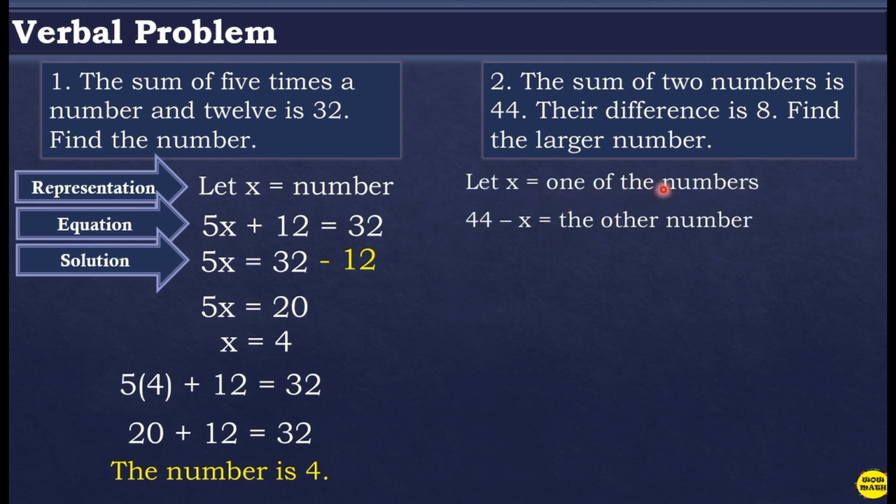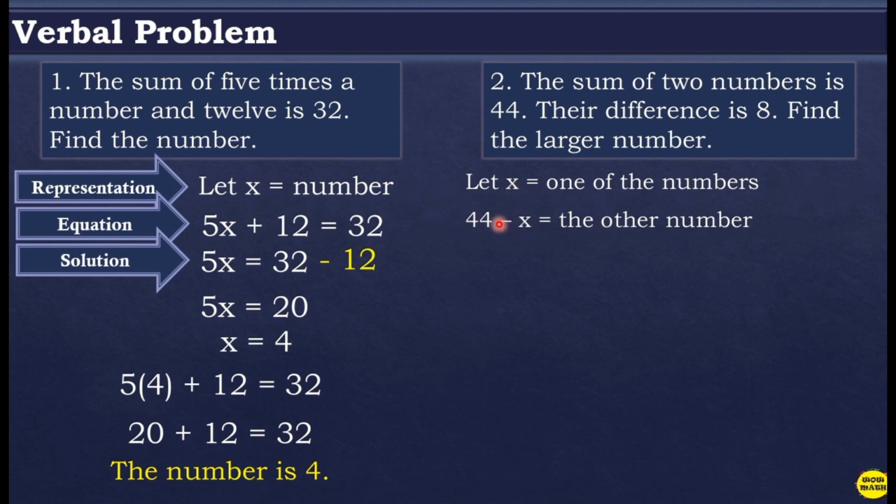So we will let x be one of the numbers, since there are two numbers that we are going to look for. And the other number is 44 minus x. Where did we get 44 minus x? Since the sum of two numbers is 44, if we subtract the first number, which is x, from 44, we are able to identify the second number. So that is why we have 44 minus x to be the other number.